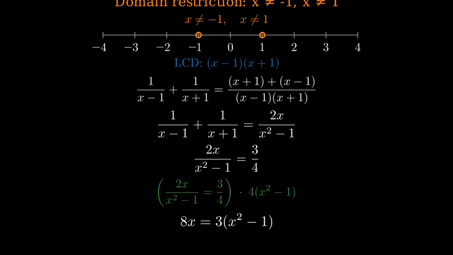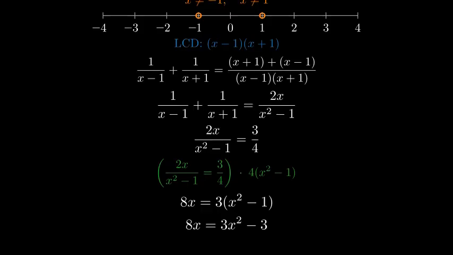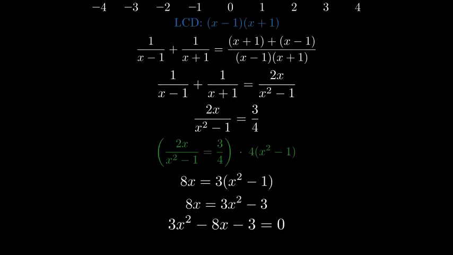That gives 8x equals 3 times x squared minus 1. So 8x equals 3x squared minus 3. Bring all terms to one side to get 3x squared minus 8x minus 3 equals 0. Now solve the quadratic using the quadratic formula.